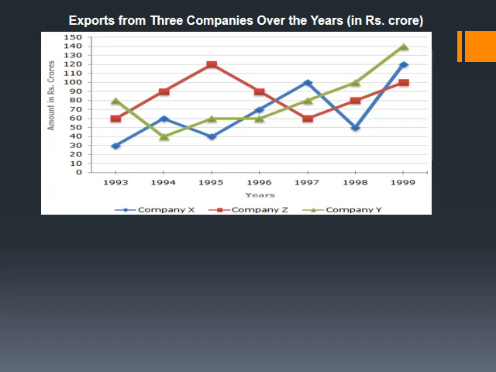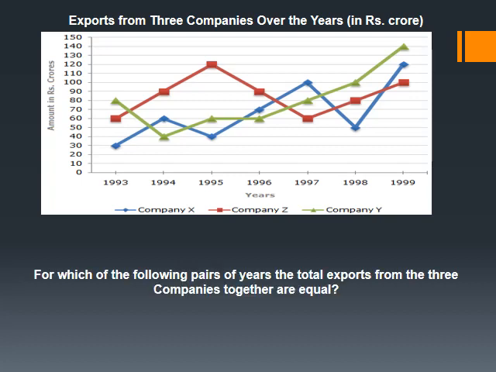And you can see in the line chart at the bottom, the legends are given. Company X is represented by the blue line, company Z is represented by the red line, and company Y is represented by the green line. Now let us look at the question. For which of the following pairs of years are the total exports from the three companies together equal? Look at the question again. For which of the following pairs of years?